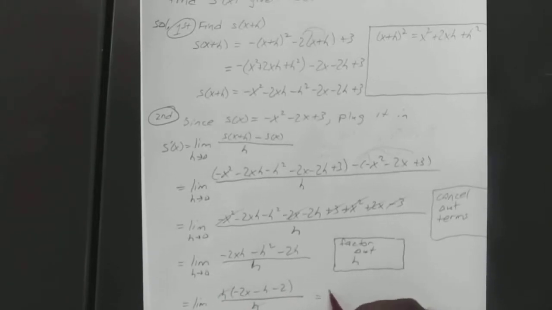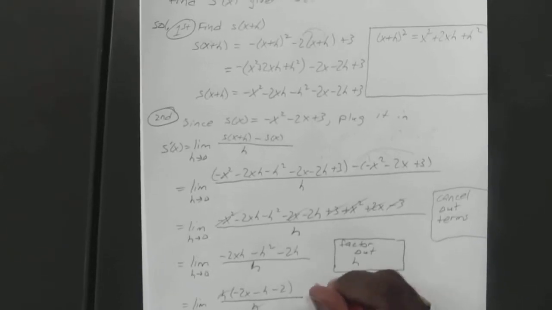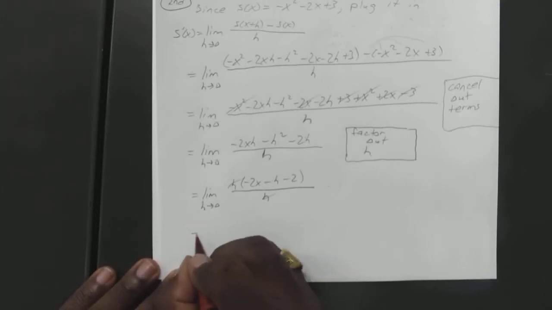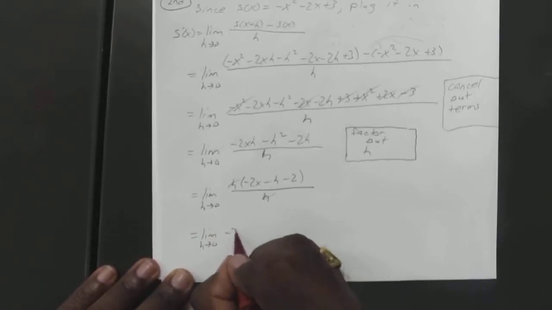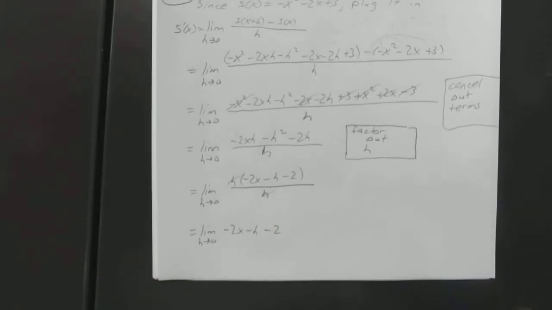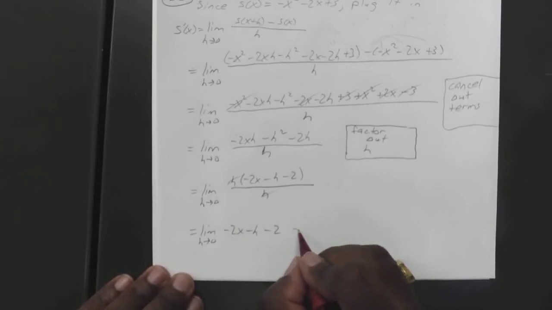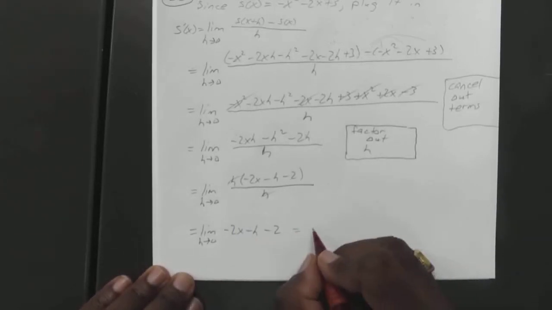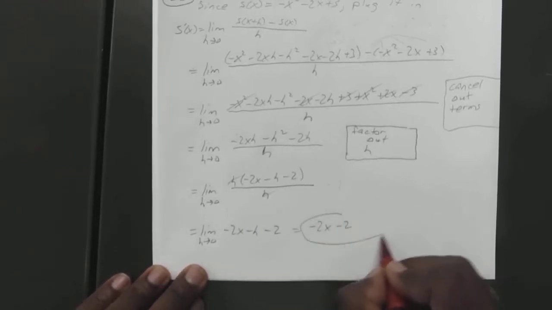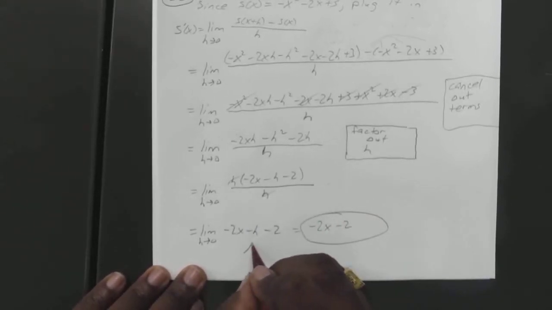which gives you the limit, I'll put it underneath it, as h approaches 0 of negative 2x minus h minus 2. And now you can plug in h equals 0 without having a denominator that's causing it to be undefined. Okay, so if you plug in your h equals 0, you have negative 2x minus 2. And that's your final answer.